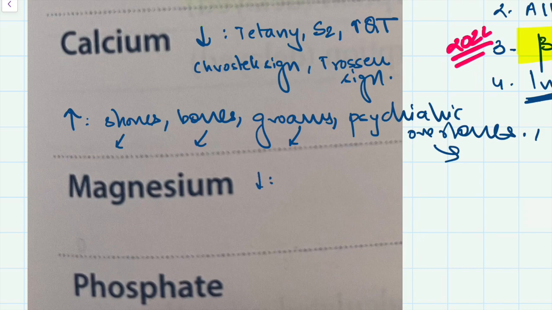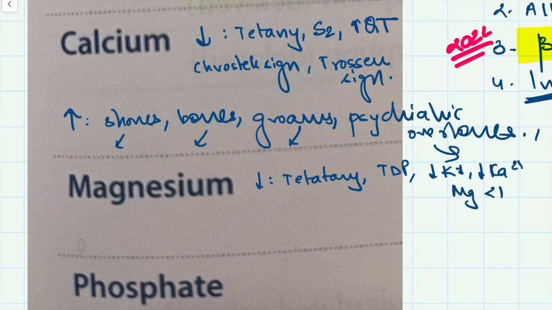Next, magnesium. Again, hypomagnesemia can lead to tetany. Then torsades de pointes, which is the twisting of the points, right. We'll read about this in the cardiac unit. Then it can lead to hypokalemia, hypocalcemia, especially when magnesium is less than 1 milliequivalent per deciliter, right. So we might have seen that sometimes there are some unknown causes of hypokalemia, so we should check magnesium in those conditions as well, because the decrease in magnesium might be the factor for their decrease.